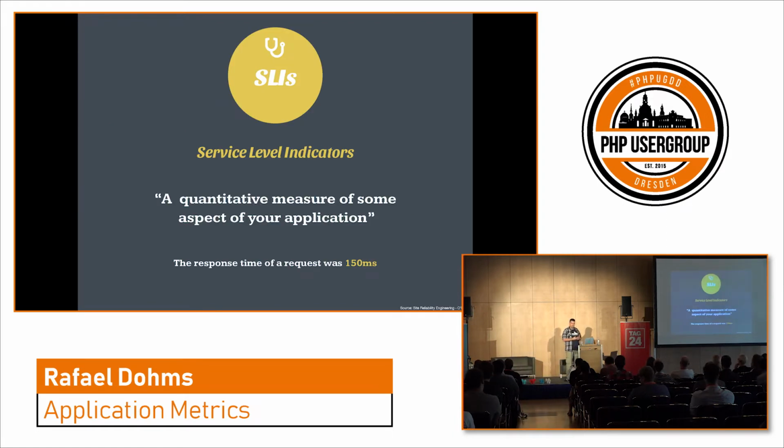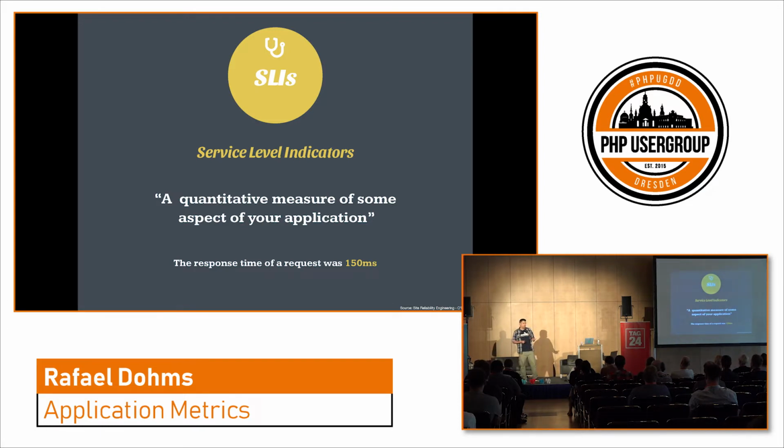So, an SLI is essentially a metric, that number, that quantitative value that you can get from something. So you can say, hey, my application responded in 150 milliseconds. That's a metric. That's an indicator that you have. You know that the response time is something that you can measure quantitatively with a number.